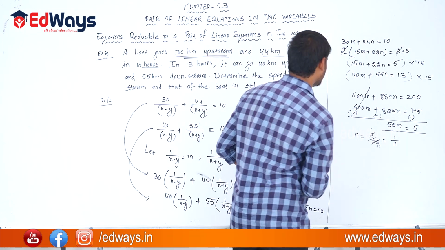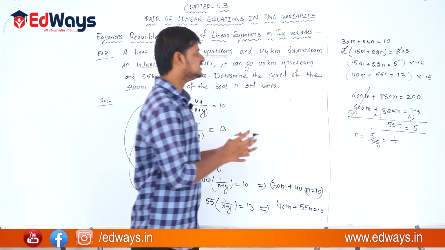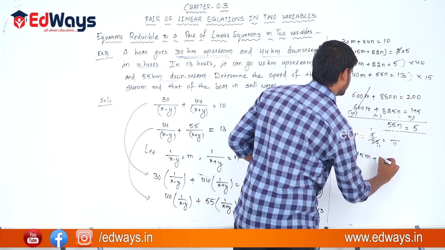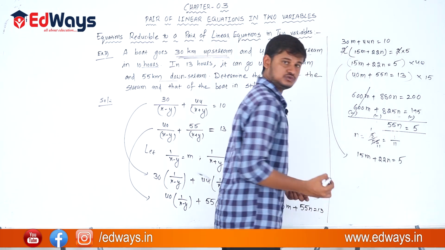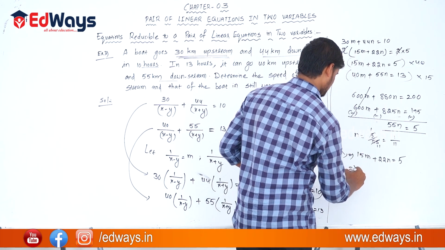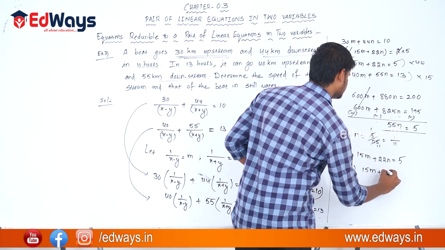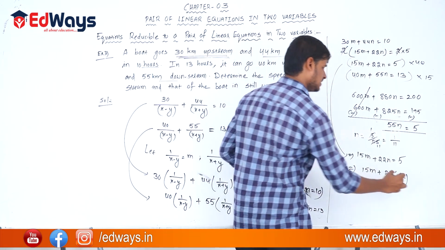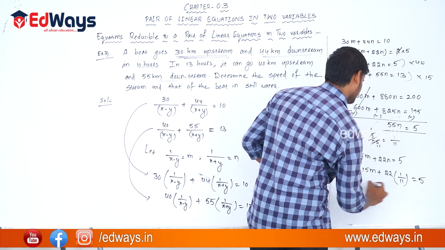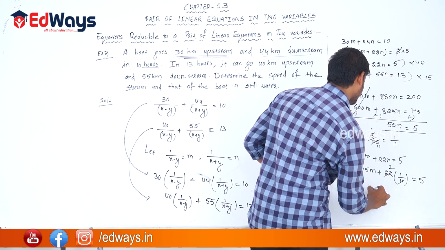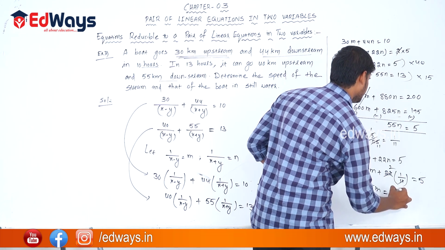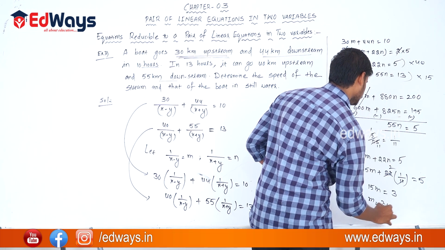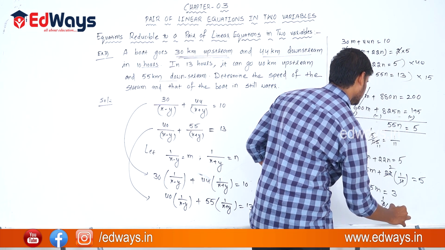Now what will be the m value? How do I find the m value? I can substitute it in any of the equations. Let's consider the equation 15m plus 22n is equal to 5. From here I can write 15m plus 22 into 1 by 11, in place of n I substituted 1 by 11, is equal to 5. So 11 ones are 11, 11 twos are 22, so 15m is equal to 5 minus 2, that is 3. Then m is equal to 3 by 15, right. So that is 1 by 5.